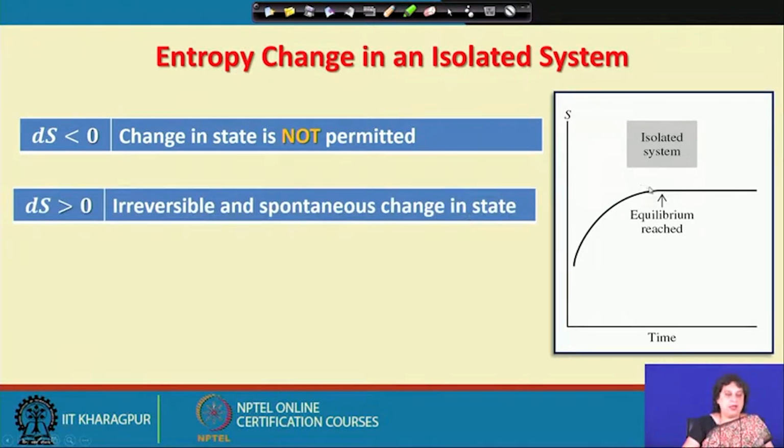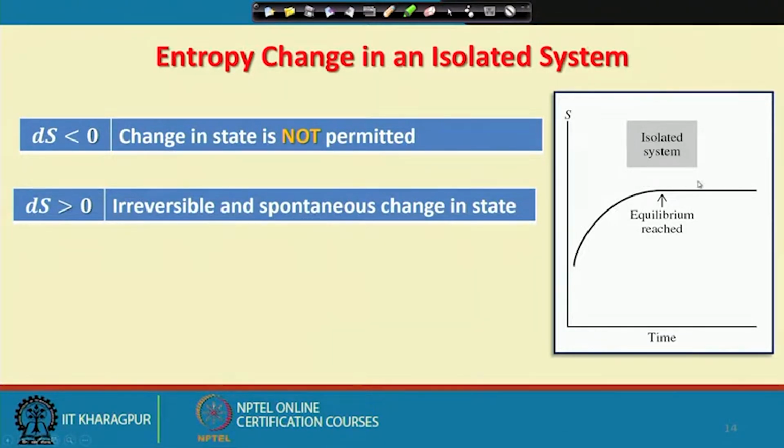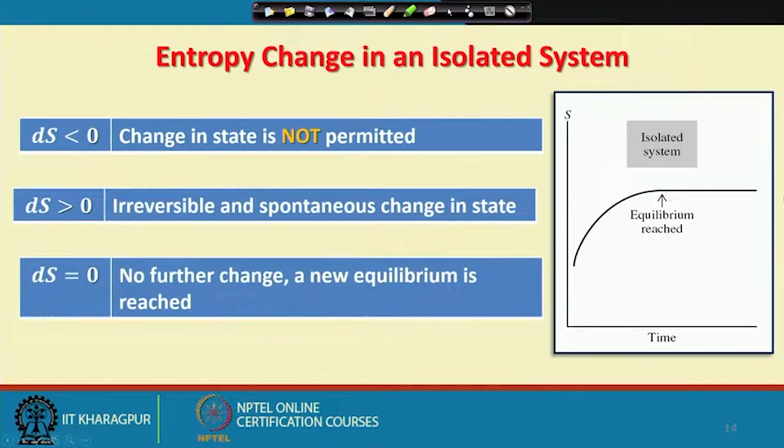If I am here, somewhere here, and I am slightly perturbing the system, it will spontaneously go to increase the entropy of the system. And when it reaches this plateau, there will be no further change. And therefore, the final equilibrium state is going to be characterized by a constant value of the entropy of the system, and that is a maximum under the given experimental condition. Just as we have seen, the entropy of the gas becomes maximum when it fills up the entire box.